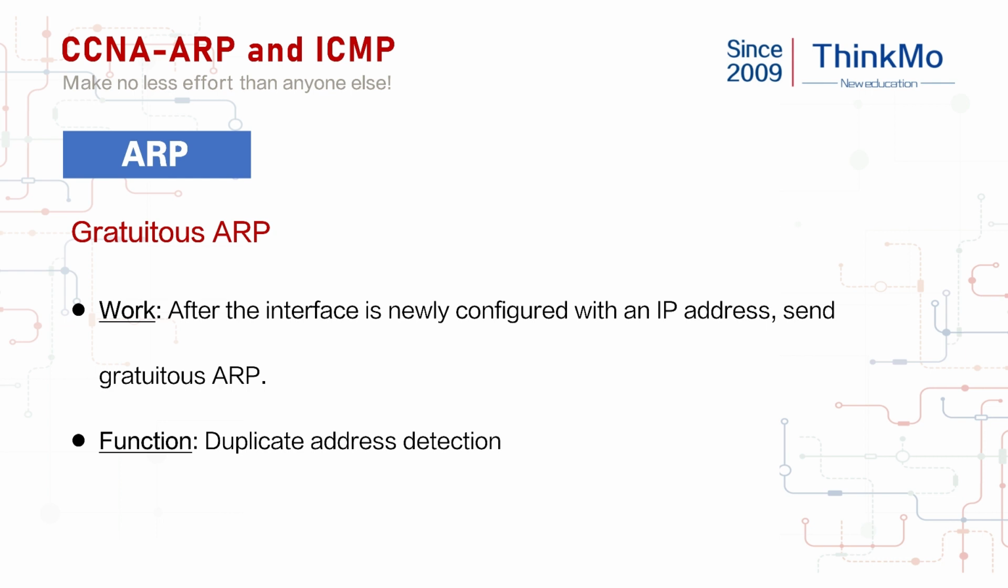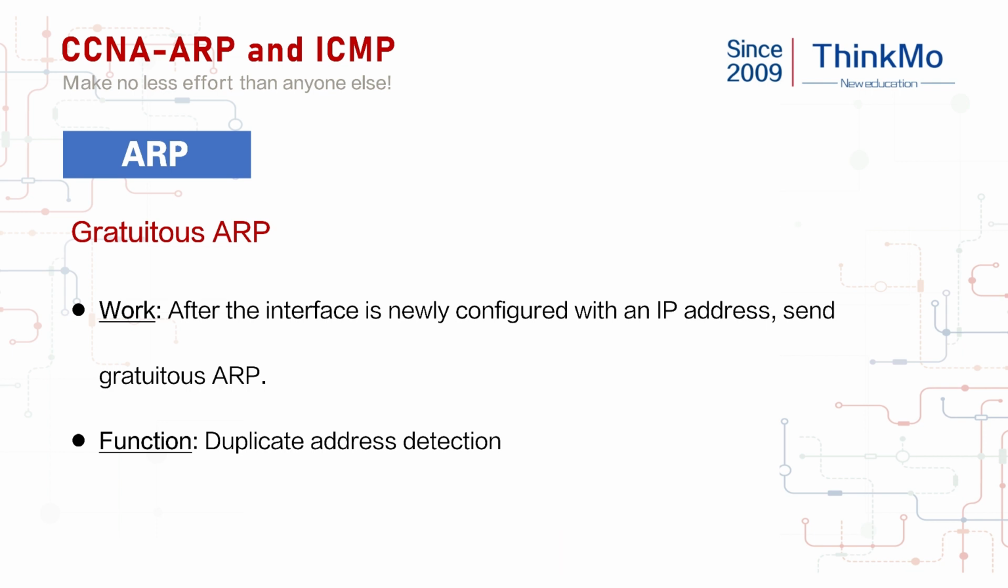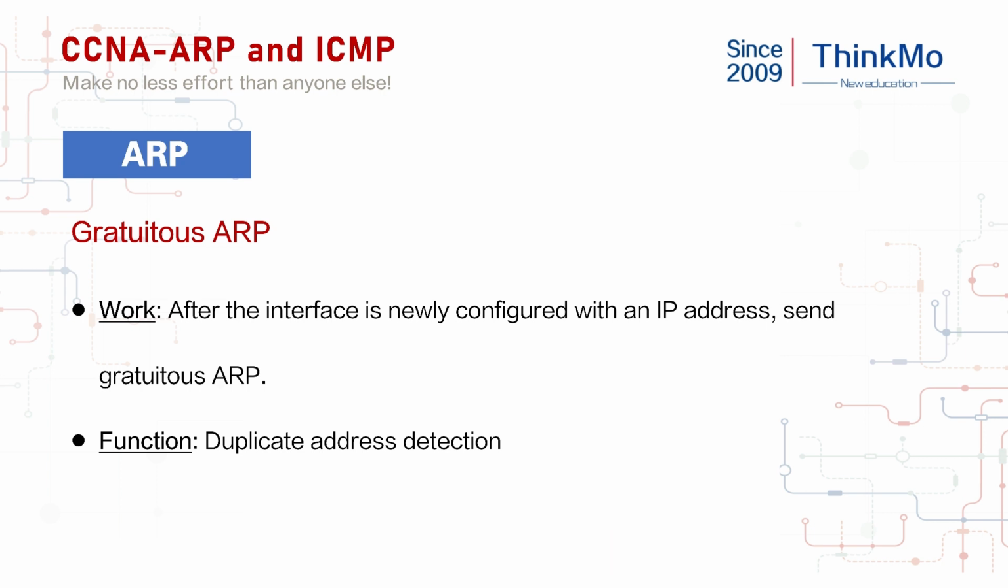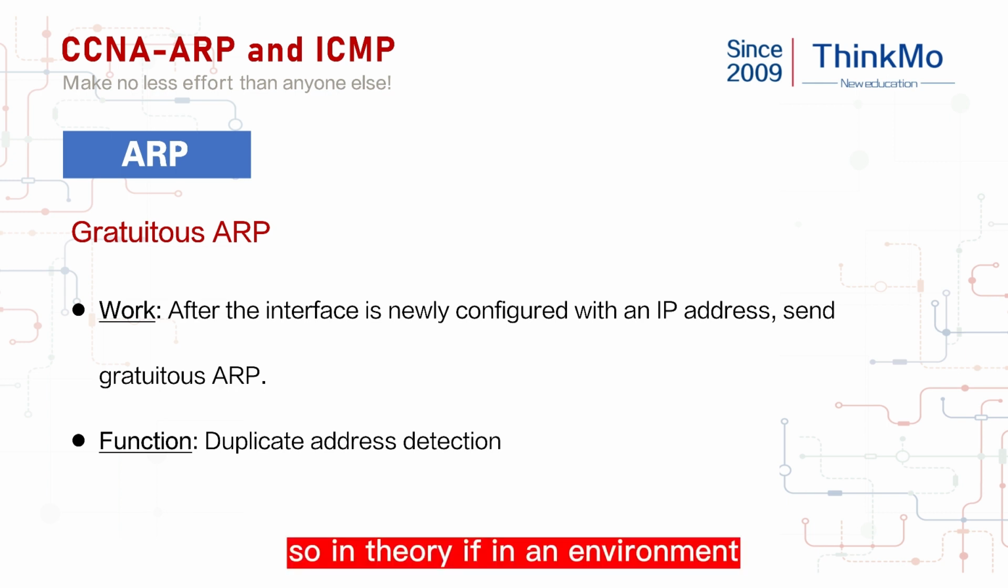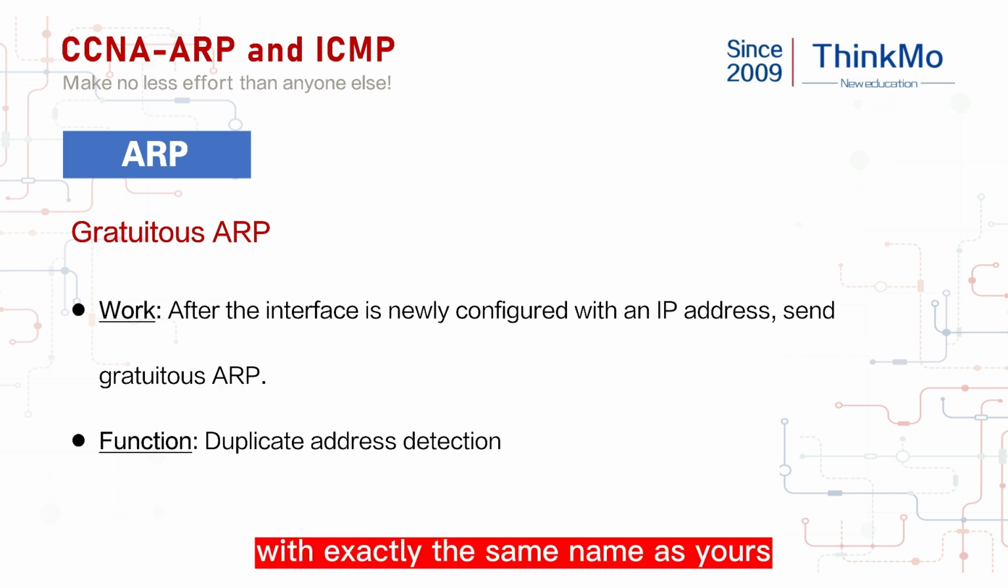In the same way, the current device, when it receives an ARP request, should give a reply. We just configured 1.1.1.3, so it will reply 1.1.1.3. So in theory, if in an environment your configured IP address conflicts, then you will receive a reply from a device with exactly the same address as yours. If you don't get a response like this, it means you have no conflict. So it is used for duplicate address detection.